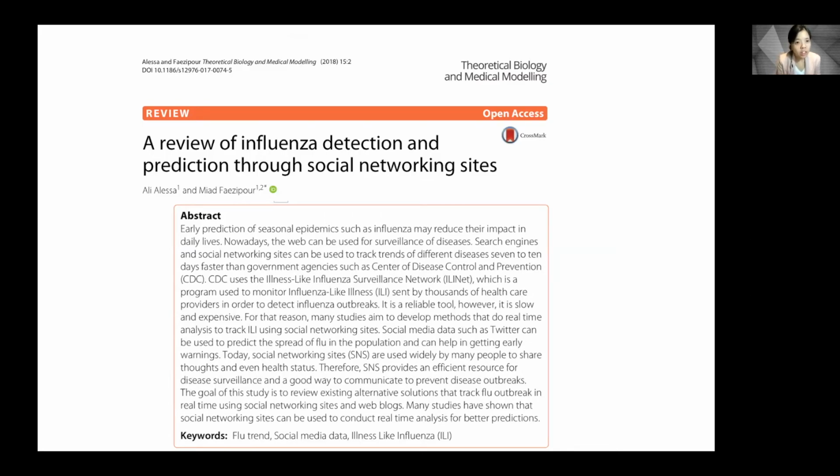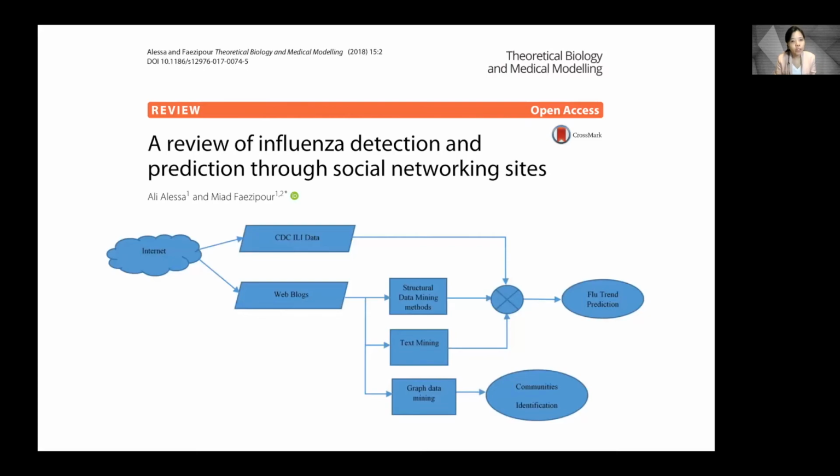This is another study where they try to detect influenza and predict it through social networking sites. This is their framework. They collect data from CDC and web blogs. And from web blogs, they try to extract keywords, which is through text mining. And then from these keywords, they try to identify which location has reported influenza. And then they will cross-validate it with the data they collected from CDC.